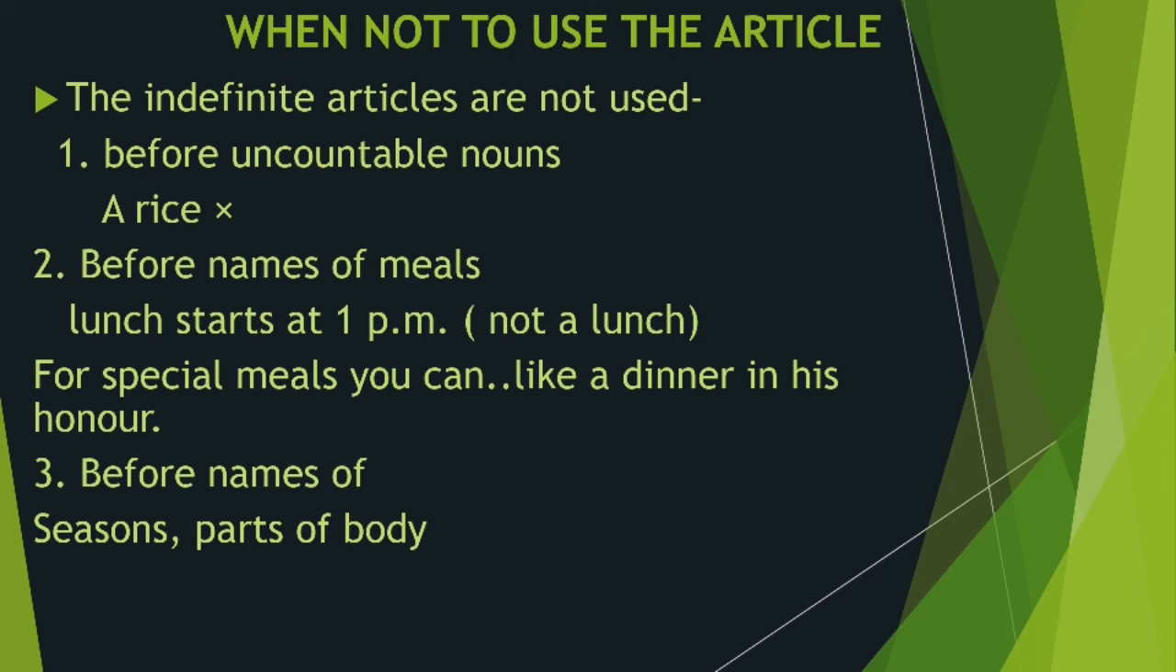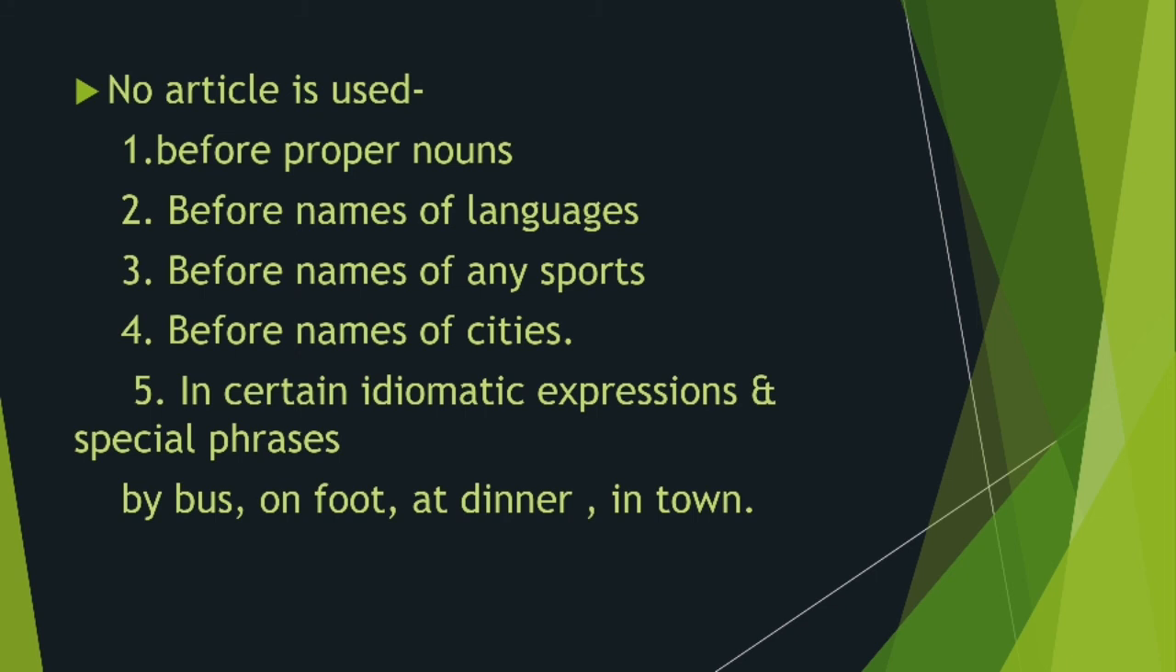Okay, before names of seasons, winter, summer, spring, you will not use any article. Parts of body, ear, leg, hands, no, you will not use any articles. No article is used before proper nouns. किसी भी proper noun, किसी भी name के आगे, किसी person का name है, उसके आगे कभी use नहीं करोगे आप article. Names of languages में कभी use नहीं करना. I've told you, no need to speak the Hindi, the English, no. Before names of any sports. Okay, like if you say he plays cricket, you will not say he plays the cricket, no.